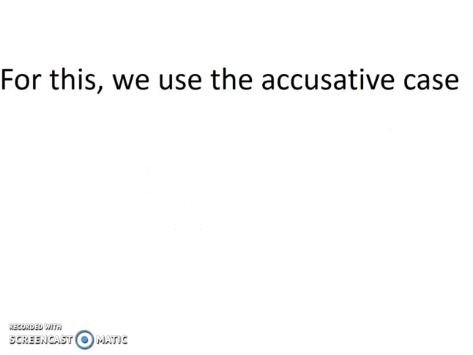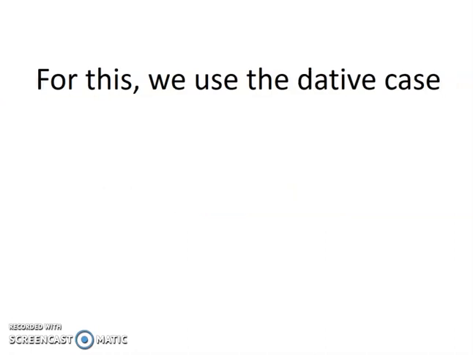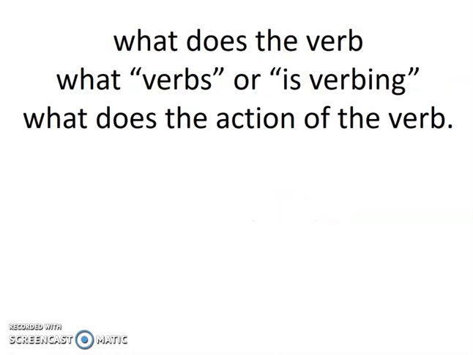Based on this definition, which spoon would you grab? Subject, direct object, or indirect object? For this, we use the accusative case. The direct object. For this, we use the dative case. That's your indirect object. What does the verb? What is the verb verbing? What does the action of the verb? These are all definitions of the subject.